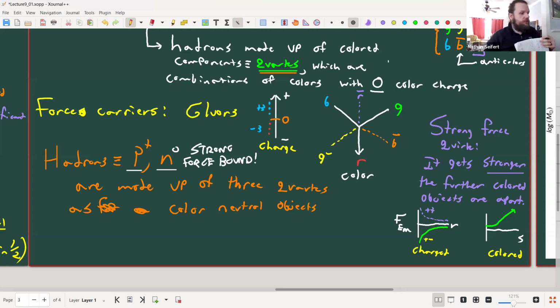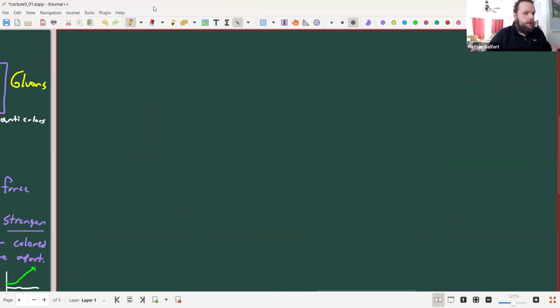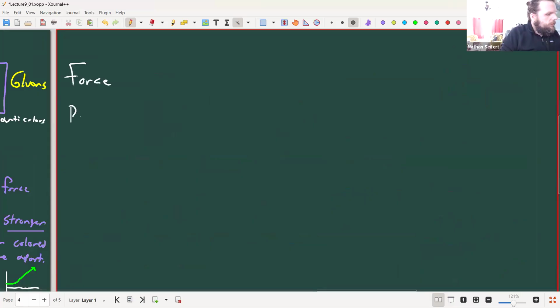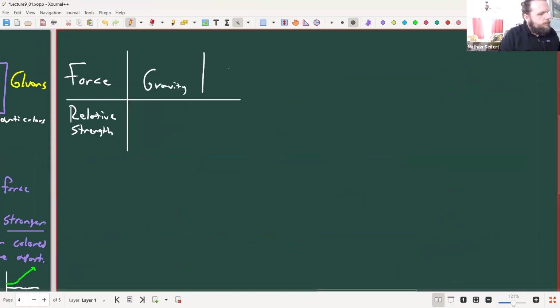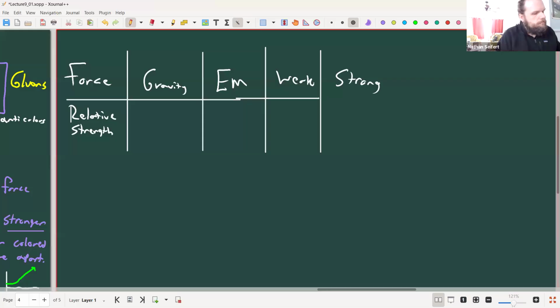Okay, so those are the four forces. You then ask the question, what's the relative scale of the four forces? I've just mentioned four forces, but how do they all fit on the same categories? So let's just summarize really quickly. We'll look at the relative strength: gravity, EM, weak, and strong.